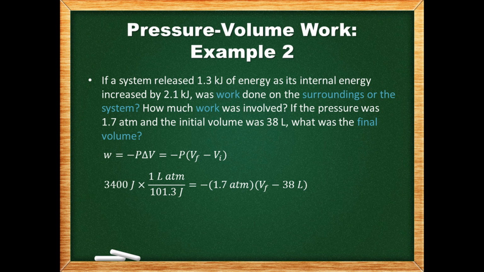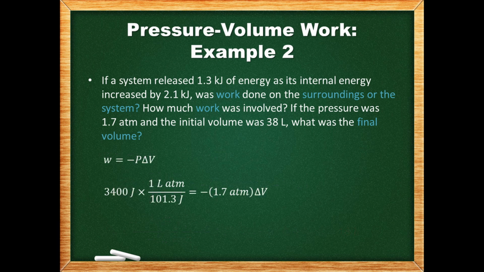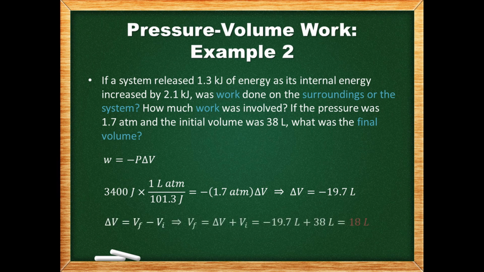3.4 kilojoules is equal to 3,400 joules, but we will want to convert this to liter atmospheres because we will need to divide both sides by 1.7 atmospheres and add 38 liters to both sides to isolate the final volume. On the right, we see that our units of joules and atmospheres will end up being cancelled, leaving units of liters. Another way we could have done this is to have solved for delta V first by dividing work by pressure, and then we would use delta V equals the final volume minus the initial volume to find our answer.